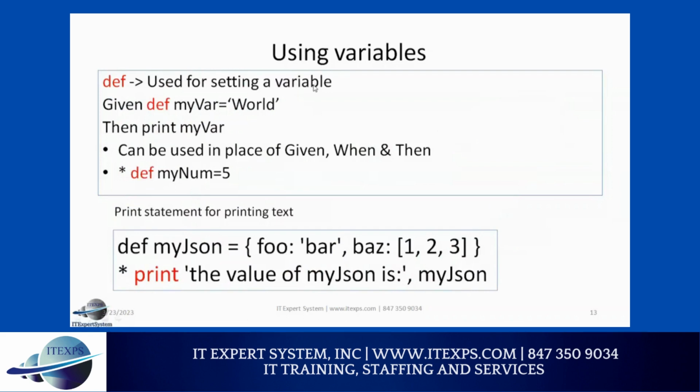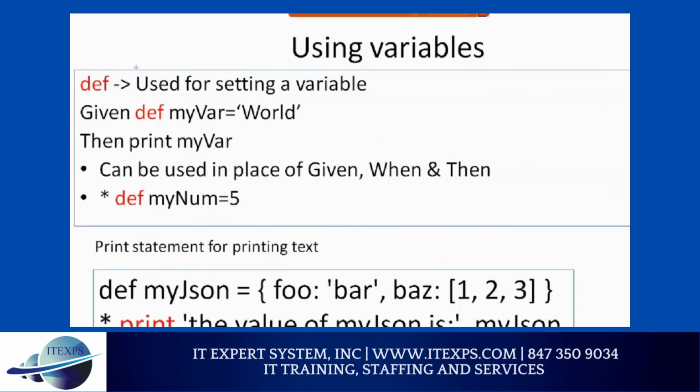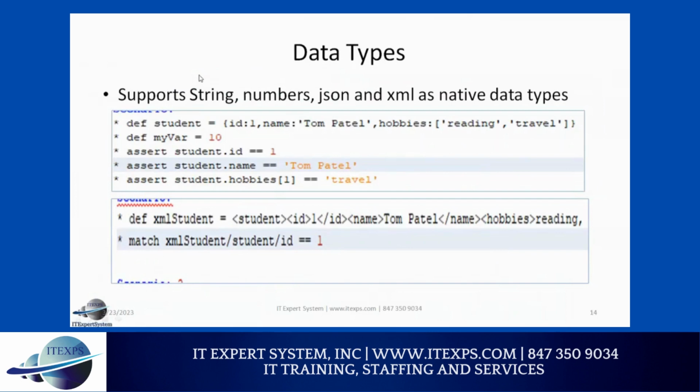So for example, if you want to use a variable in your script anywhere, there is a keyword called def or define. You can use it for creating a variable. So the way you do it is say something like this, given def variable equals to value. You can create a variable at any point. Generally, if you start with a variable, it would be in a given condition. So you can say, given this variable equals to this, then you want to use that variable somewhere else, then you can use it. So that's the def keyword for that.